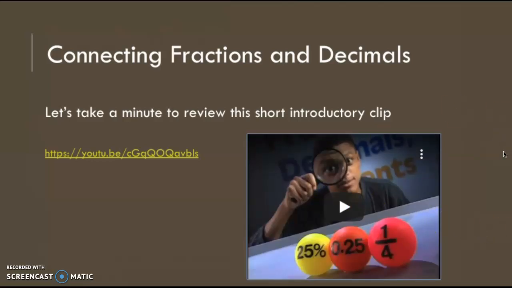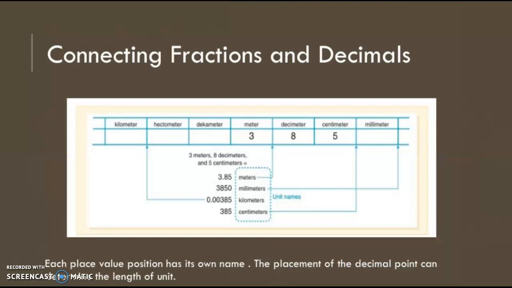All right, so let's move on here. So connecting fractions and decimals, here we have another chart, and each place value position has its own name. So the placement of the decimal point can determine the length of the unit. So here we have different units. We have kilometer, hectometer, decameter, meter, decimeter, centimeter, and millimeter. So here we're in the meters, and here we're working with the millimeters. And if we go to the left, we're now working with kilometers, and at the bottom here we have centimeters.